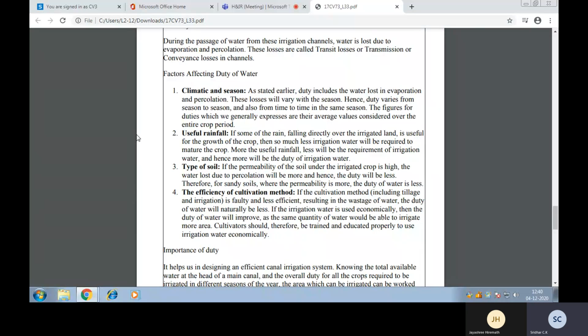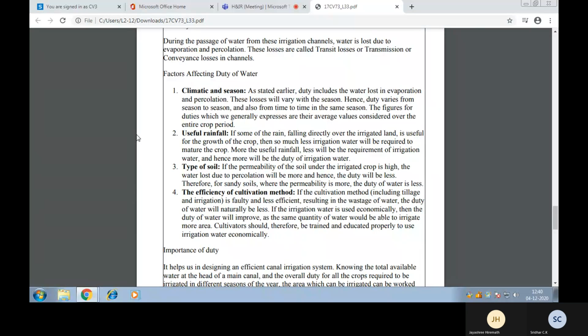And another thing is the efficiency of the methodology you are adopting for the cultivation of the crop. Whatever the methodology of cultivation, its efficiency mainly depends upon the technology we have for the growth of the crop. And the efficiency becomes very important to understand the duty of the particular area to be irrigated.